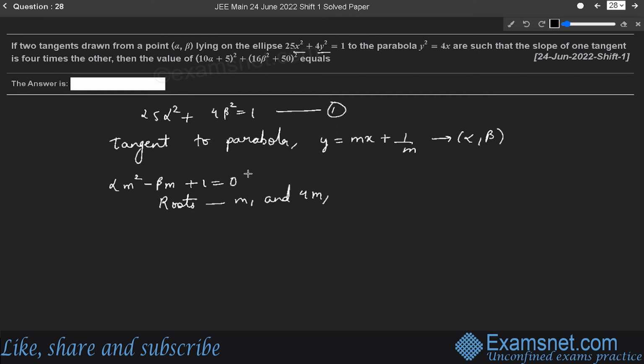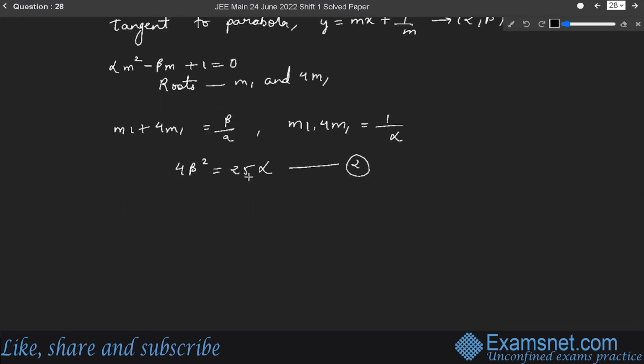Therefore, the sum of roots will be m1 plus 4m1 is equal to beta upon a, and the product of roots will be m1 into 4m1 is equal to 1 upon alpha. Now it gives that 4 beta square is equal to 25 alpha. Let this be equation number 2. You can see that we have two equations. So from equation 1 and 2, we can write 25 alpha square plus alpha is equal to 1. Let this be equation number 3.